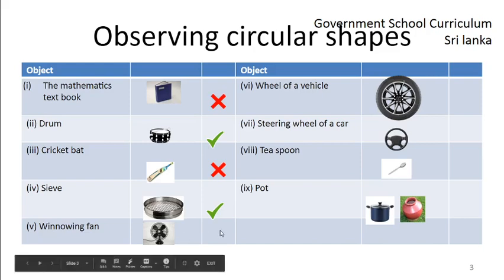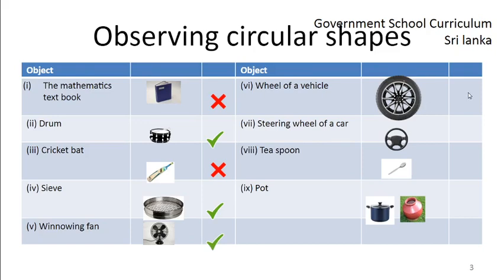It is circular. Wheel of a vehicle? Yes, it is circular. Steering wheel of a car? Yes, it is also circular. Teaspoon? No. That is not circular. Pot: I have given two pictures of pots. These are circular. There are pots such as square shaped pots or rectangular shaped pots. Those are not circular. These are circular.